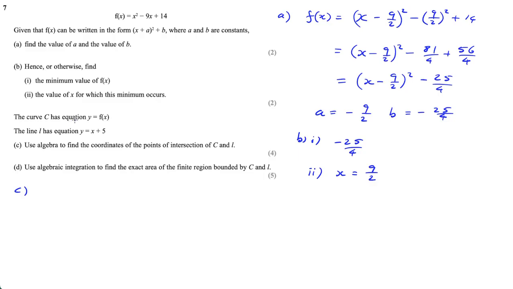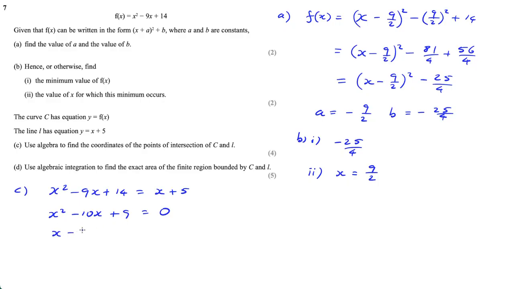Okay, part c. The curve C has equation y equals f of x. The line L has equation y equals x plus 5. Use algebra to find the coordinates of the points of intersection. So we can just equate them. So we have x squared minus 9x plus 14 equals x plus 5. Rearrange: x squared minus 10x plus 9 equals 0.